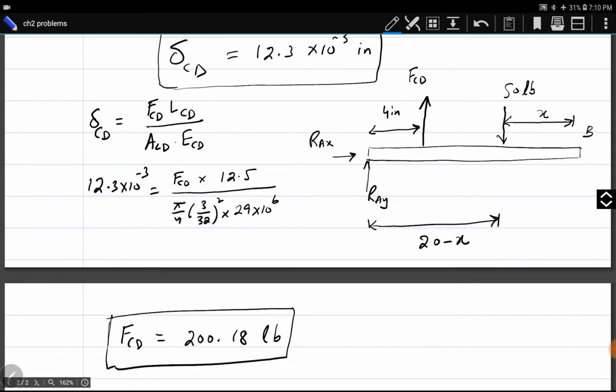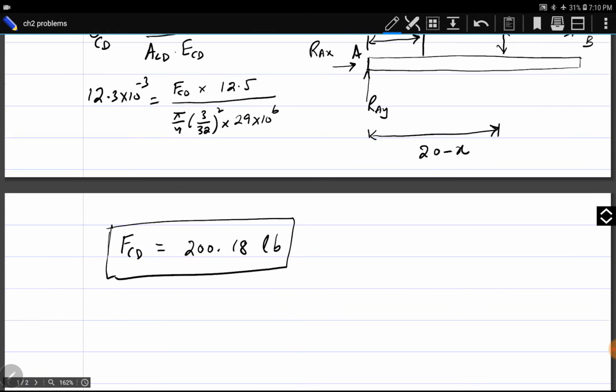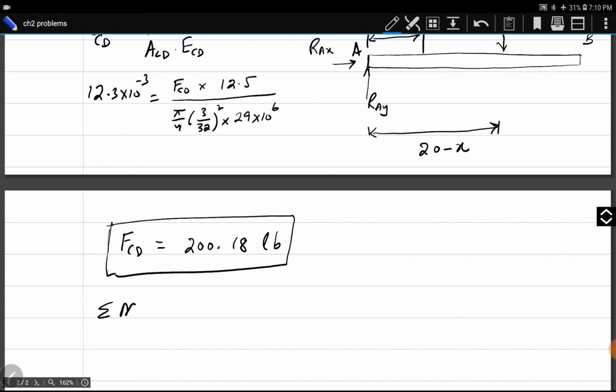Now FCD is known. I want to take summation of moments around point A. This is point A. I will take summation of moments at point A equal to 0. If we take moments at A, these two reaction forces Rx and Ray have no moment around point A. They cannot create any moment because they exist at point A. So we do not need to calculate these two unknowns. Simply, I will write summation of moments at point A equal to 0.